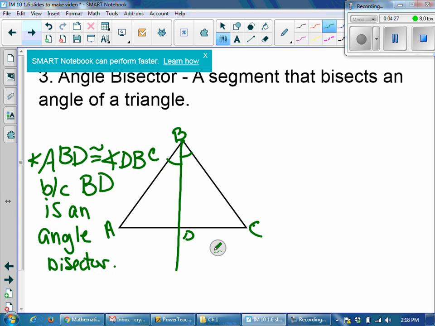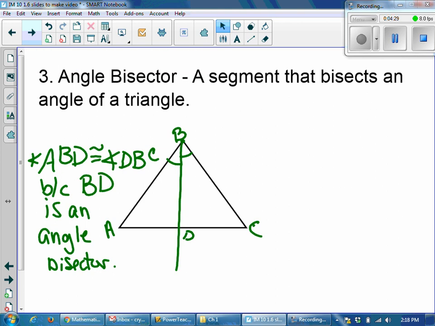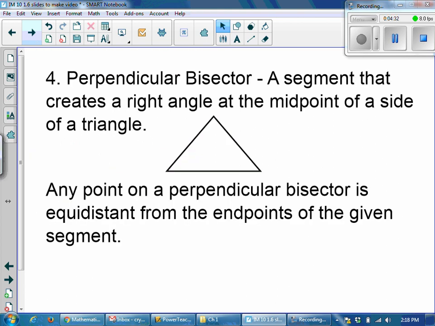The fourth thing that we want to talk about is called a perpendicular bisector. It does not bisect an angle, it bisects a side. It does not go through the vertex. So it goes through the midpoint of the side, and it is going to create a right angle. So we've got this midpoint, and then we've got this segment that creates a right angle. So we might call that segment a perpendicular bisector. We could have drawn that perpendicular bisector on any of the three sides of a triangle.